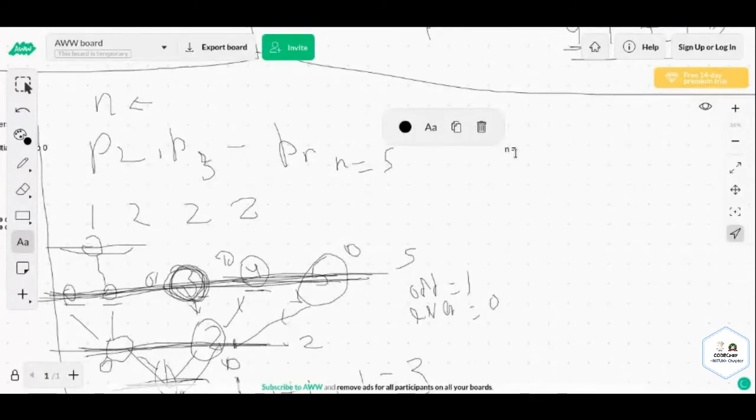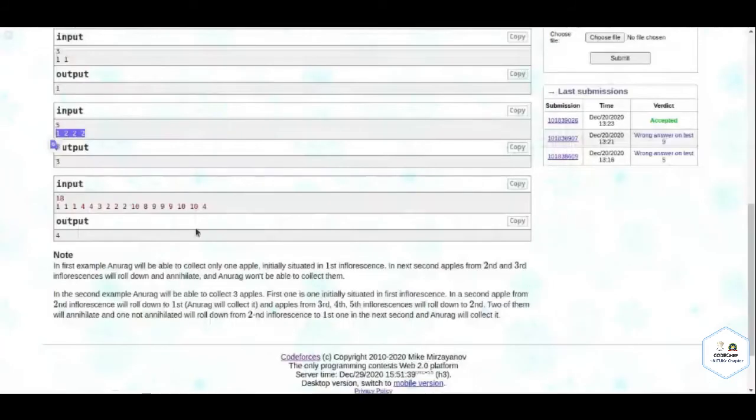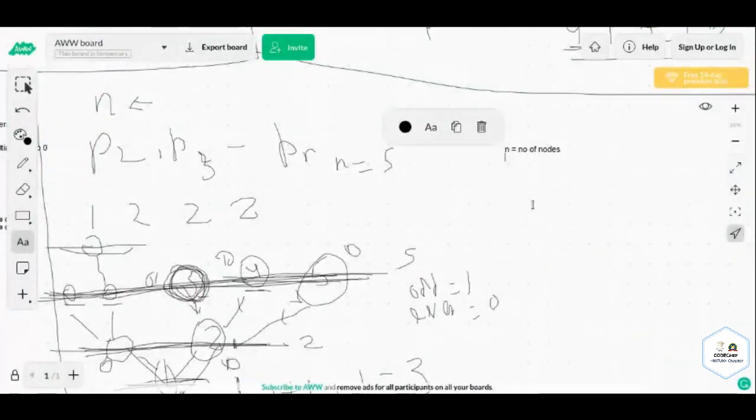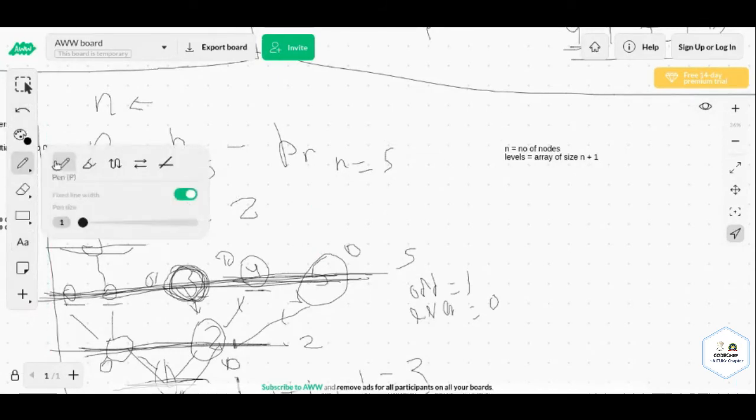So n is equals to our number of nodes. First of all, we need to store the depth of each node, or level of each node. So we will create a levels array of size n plus 1. जो level of 0 होएगा वो किसी काम का नहीं होएगा.